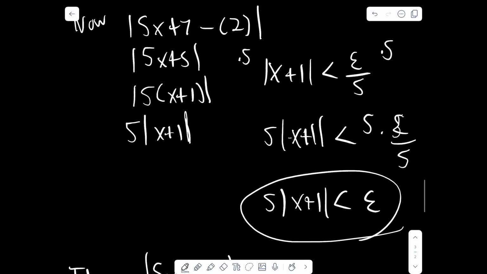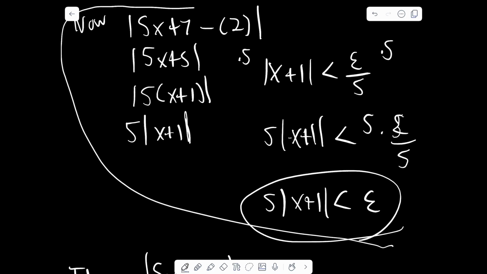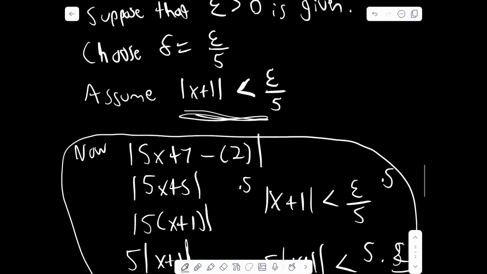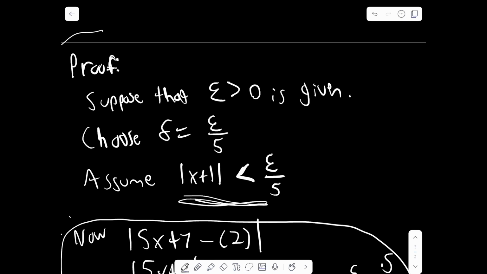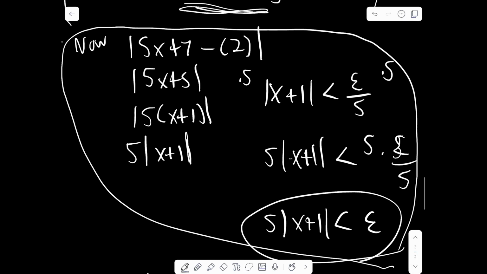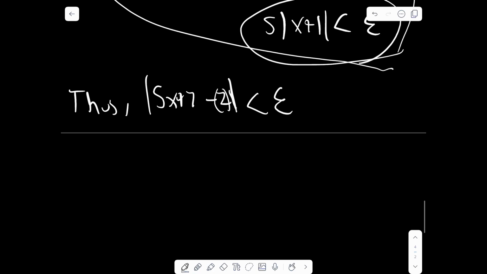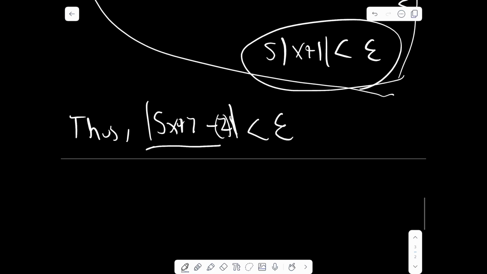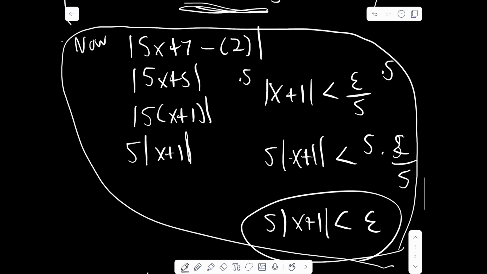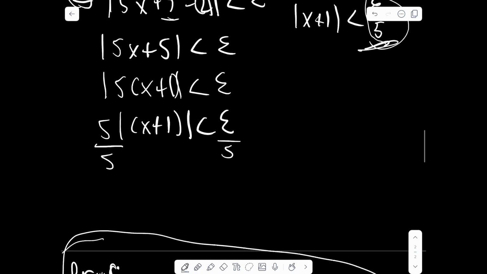So by proving all of that, we ended up proving that the distance between the function and the limit is less than epsilon, and that is a delta epsilon proof.